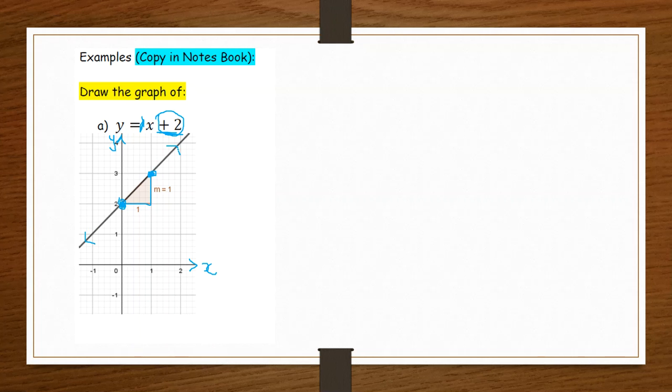So make sure you put these missing things in. The line can have the arrows, and our x-axis and y-axis should have labels.